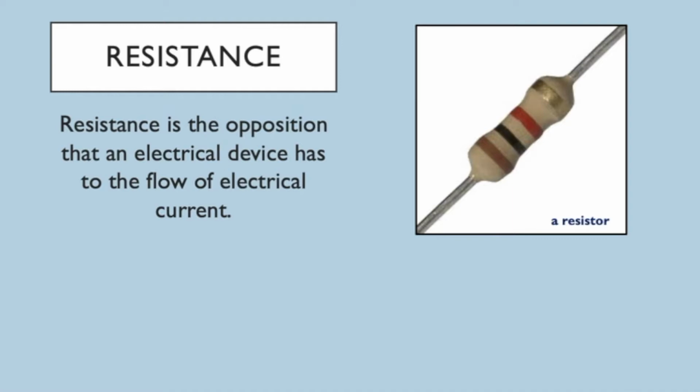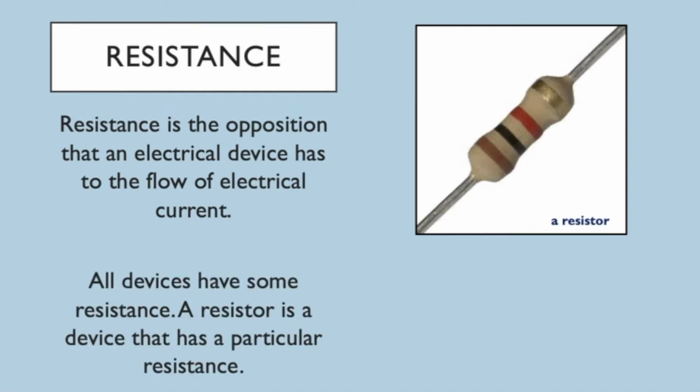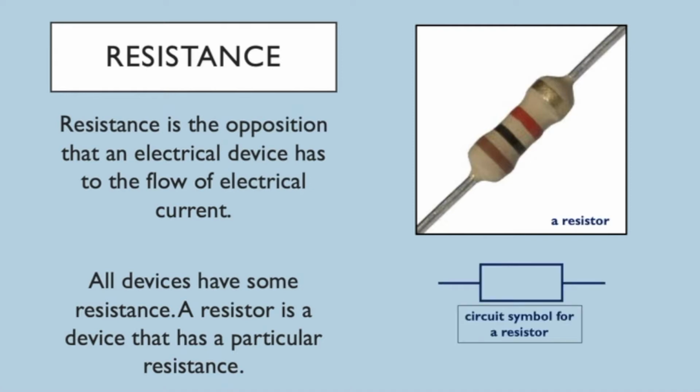When you have resistance in a component, it slows down the electrical current. It makes it harder for the electrical current to flow through it. All devices have some resistance. A resistor is a device that has a particular resistance, and this is the circuit symbol for a resistor.